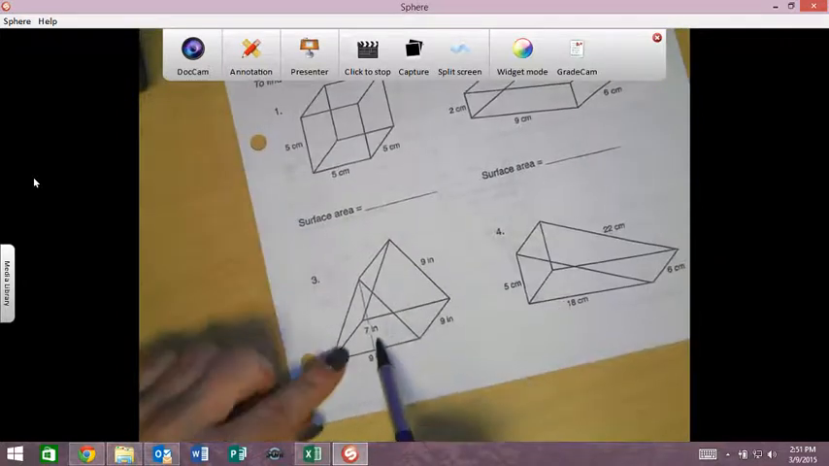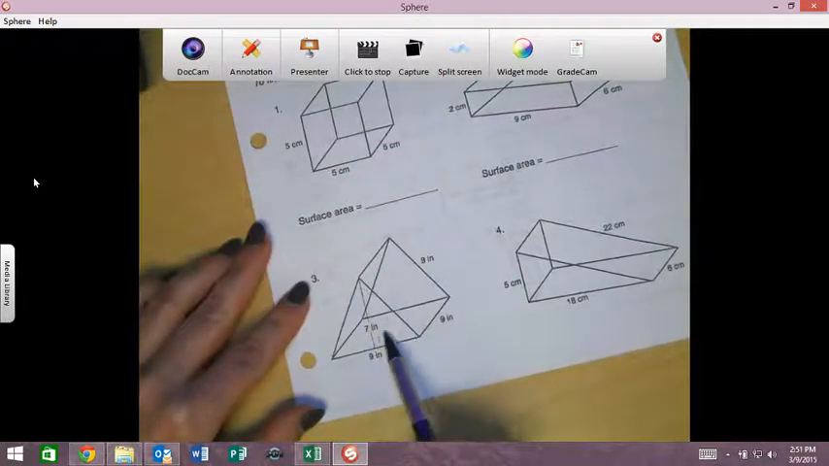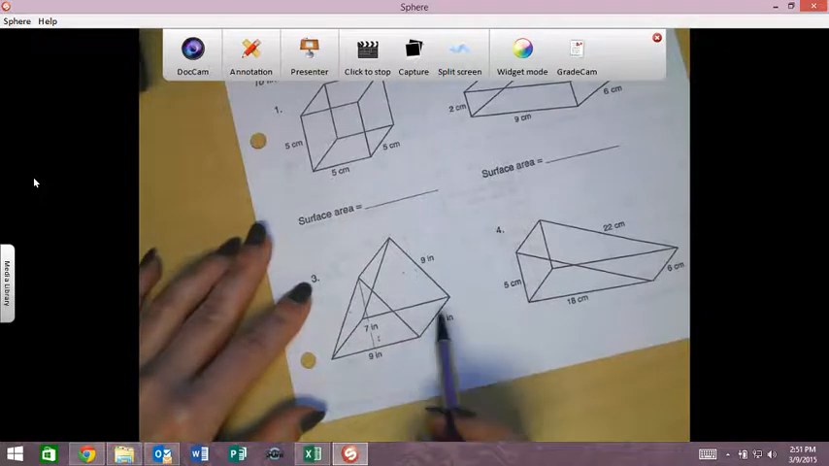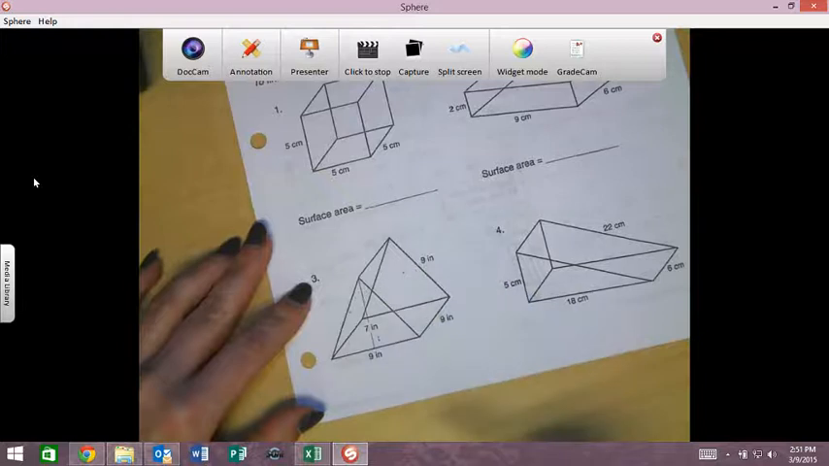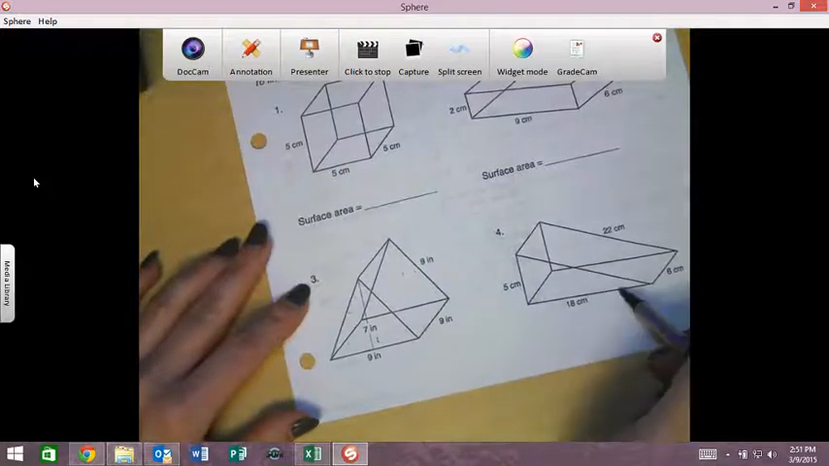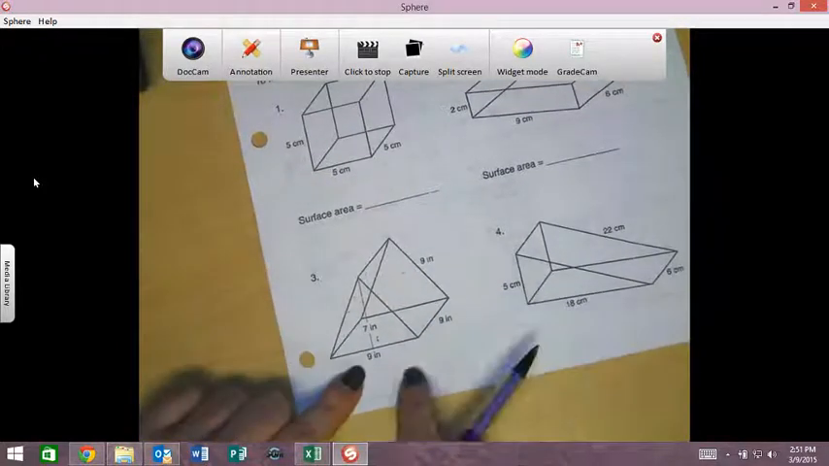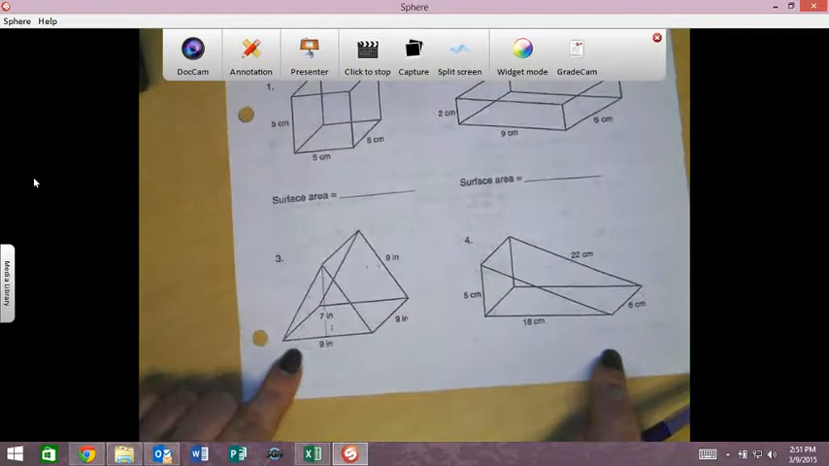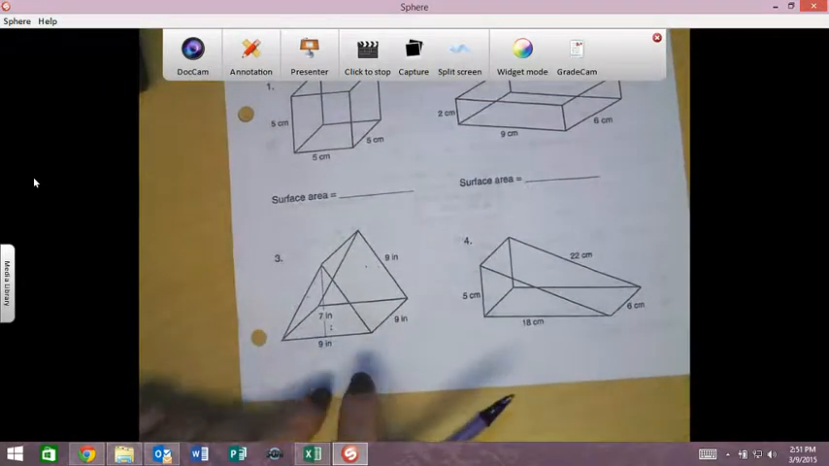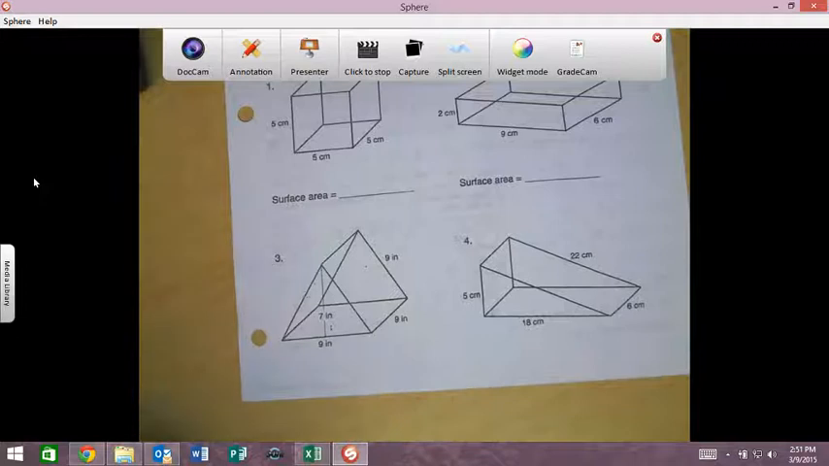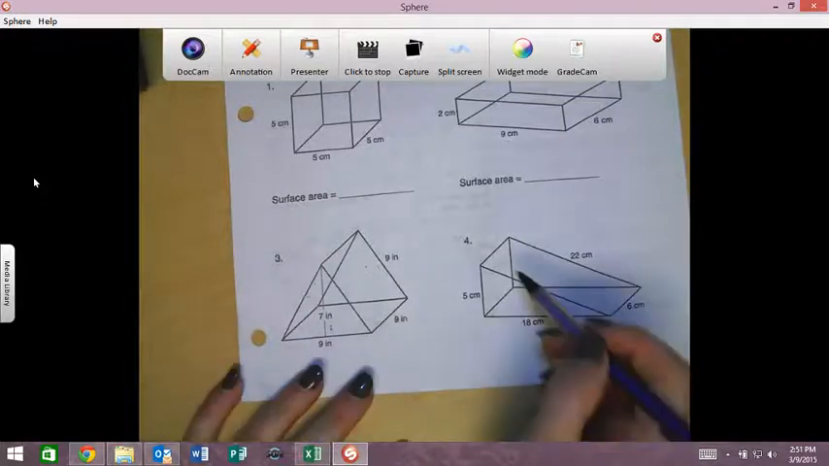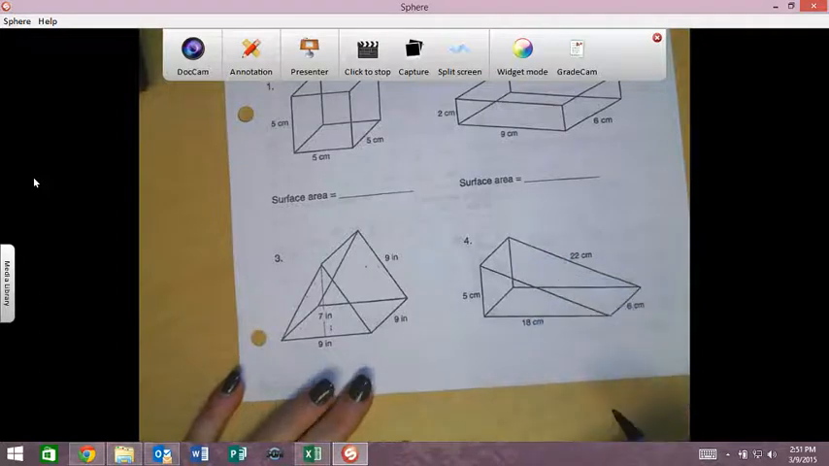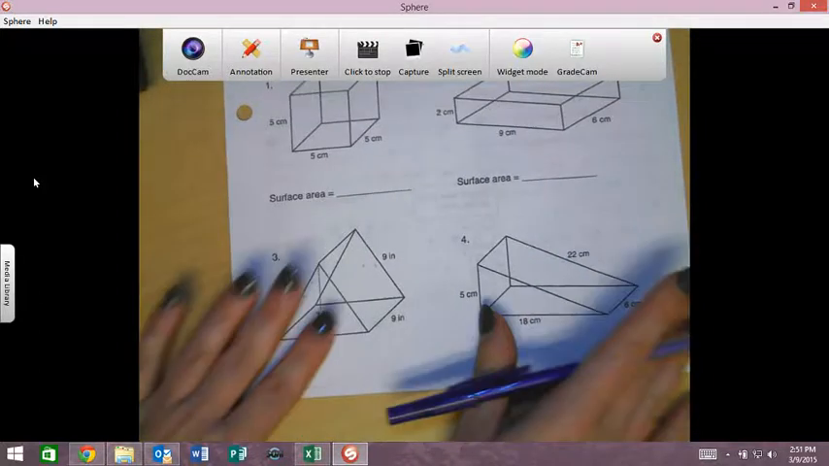For number 3, find the area of your triangle, which is going to be the same for both triangles, and then find the area of each rectangle and add them together. And same thing here. These two are going to be similar. Obviously, the numbers are quite different, so you shouldn't get the same answer. Just similar in the fact that you are going to find the area of a triangle, then multiply it by 2, then find the area of your 3 rectangles, and add it all together.